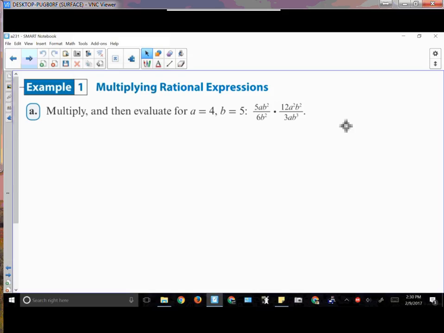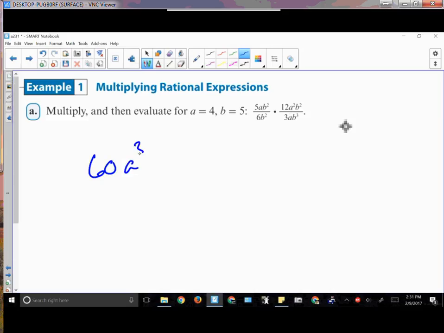Now, first thing I've got to do is multiply rational expressions. Now, you do remember that when it comes to fractions, you multiply the numerators together, you multiply the denominators together, correct? Okay. So, if I take a look at what I have here in the numerator, I've got 5ab squared multiplied by 12a squared b squared. Well, what's 5 times 12? So it's 60.